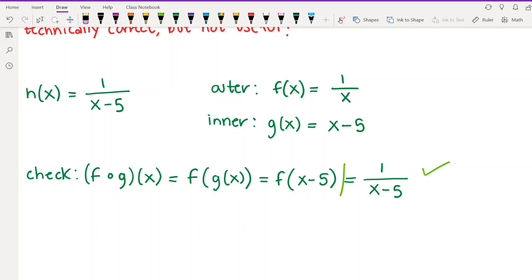There's not always such an obvious outer and inner function, but just by playing around with composing different functions together, I think that will give you a good sense of how you can interpret outer and inner function when it's not quite as clear as it was in the previous example.